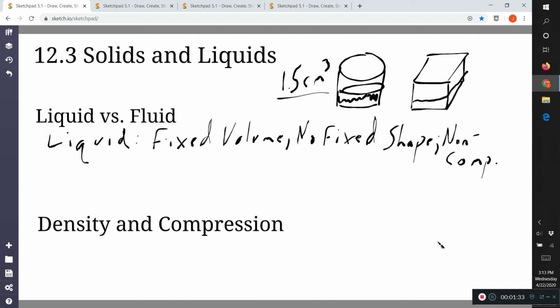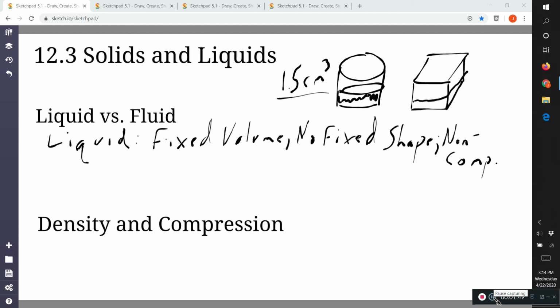Gases don't have that property. If we put gas into an object, it will expand to fit the size of this object. It also means we don't have a fixed shape. We can change the shape of a liquid by changing the shape of the container it's in.